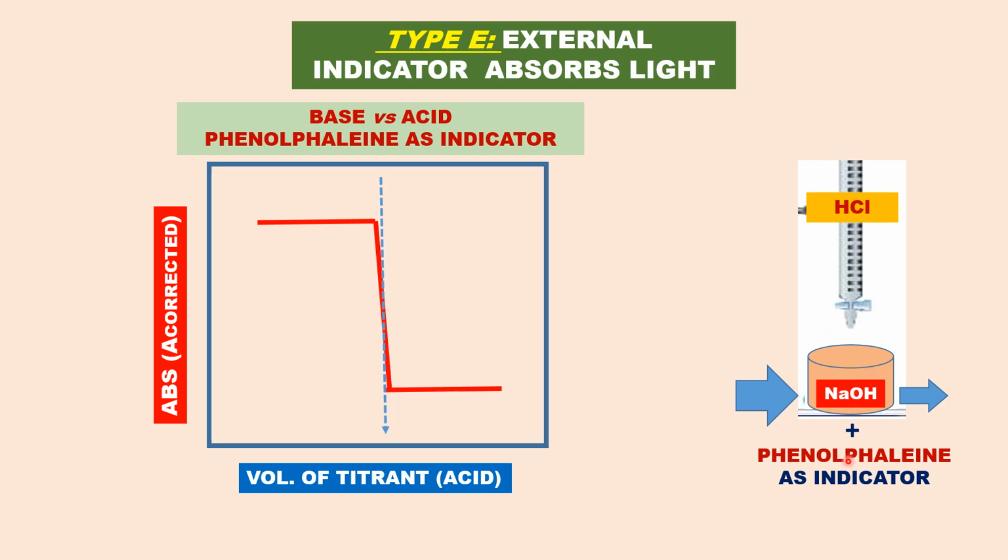Now, a drop of phenolphthalein indicator gives a pink color, so the absorbance is higher in the beginning, and till the end point there will be pink color because sodium hydroxide is present. Once all the sodium hydroxide is consumed, the pink color disappears at the end point. So you see there is a sharp reduction in absorbance, and then excess addition of HCl does not change the absorbance.